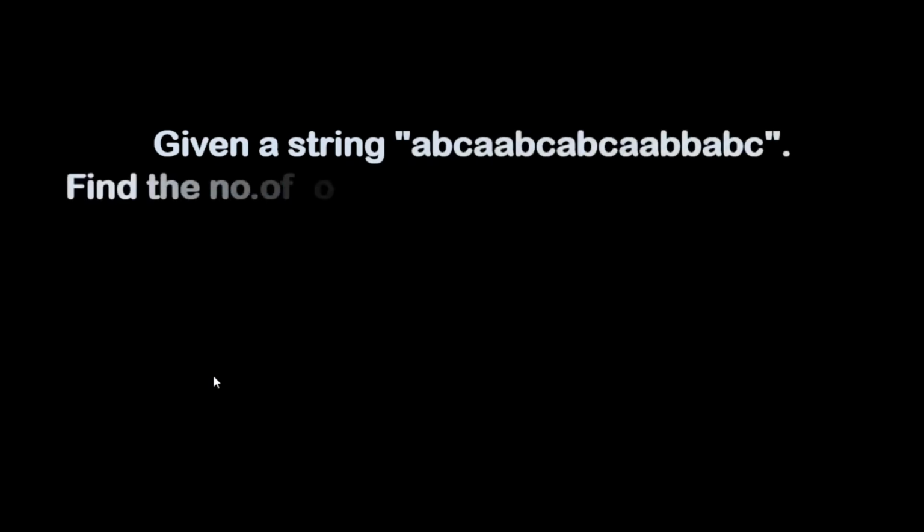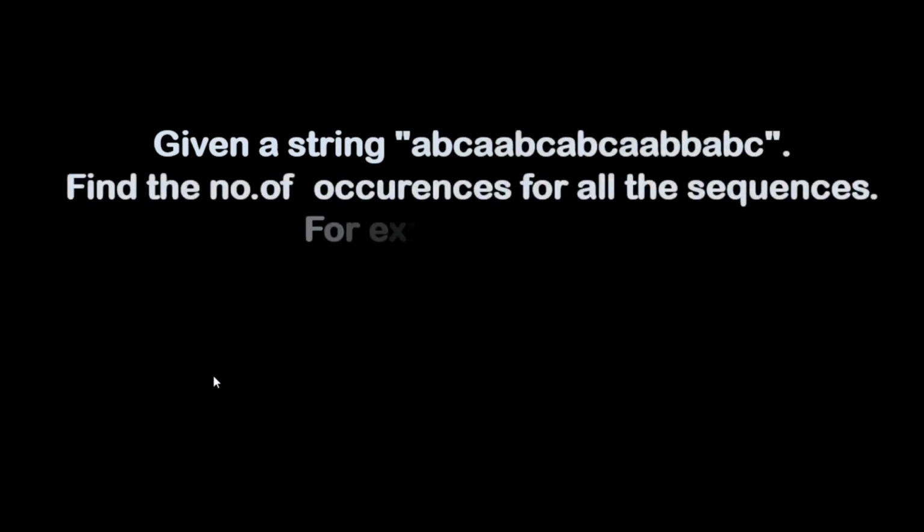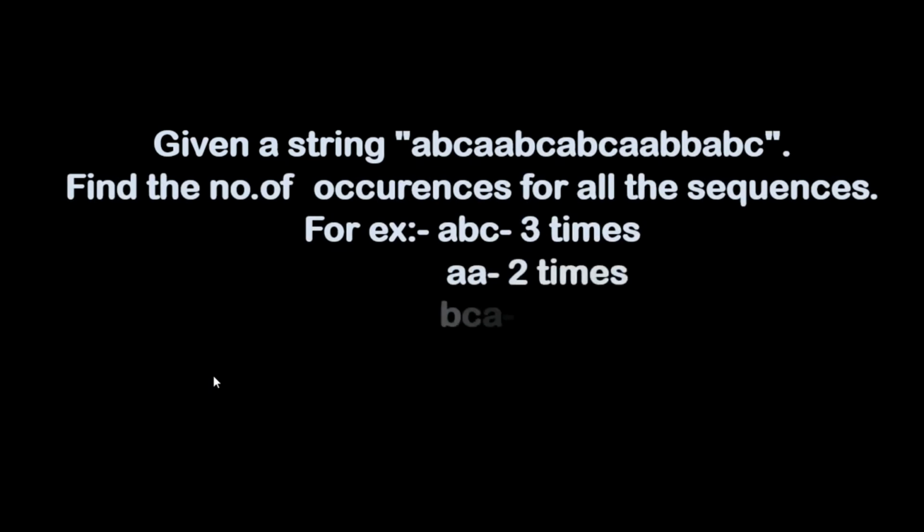Now coming to the next question: given a string, find the number of occurrences for all the sequences. For example, ABC three times, AA two times, BCA three times. So we need to see the occurrences of the words inside that. This we will be sharing as part of our other video, where we share the coding related questions.